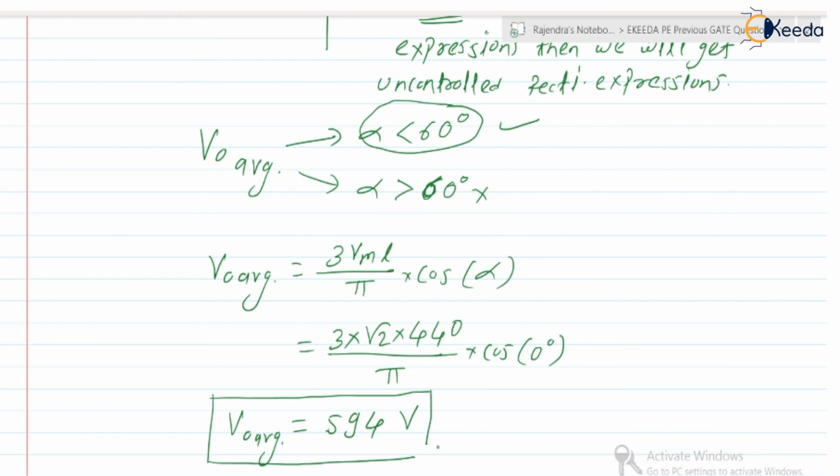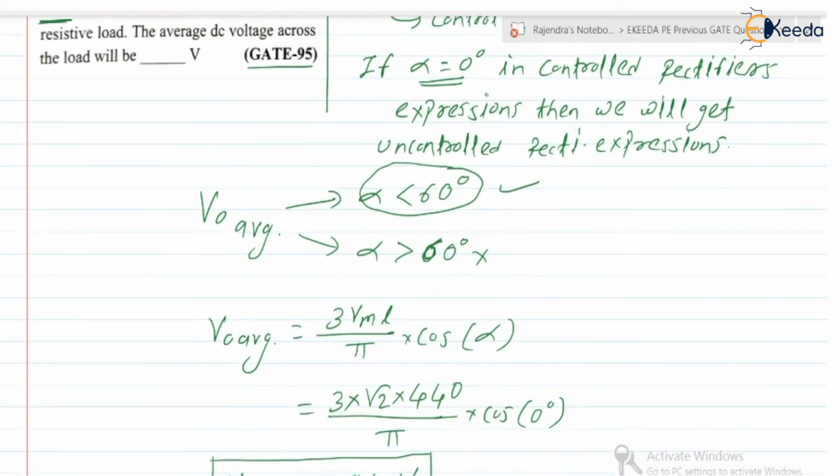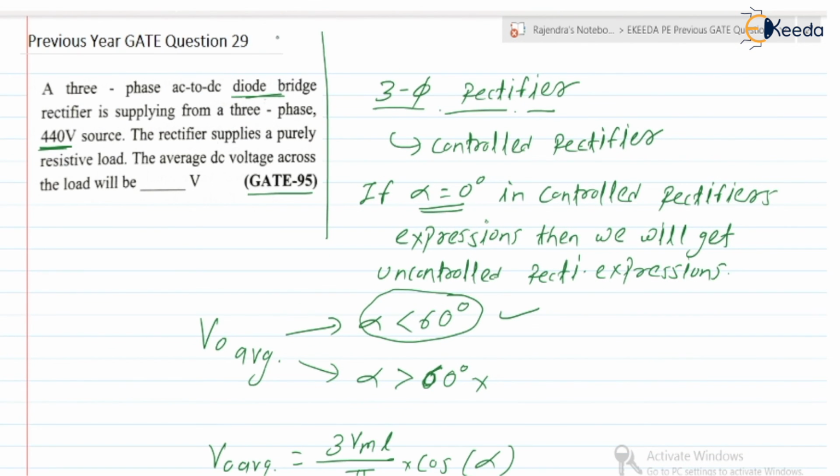DC output voltage means V0 average, which they have asked. So 3 root 2 into 440 divided by pi is 594.2. So the final answer is 594 volt. This is about question number 29.